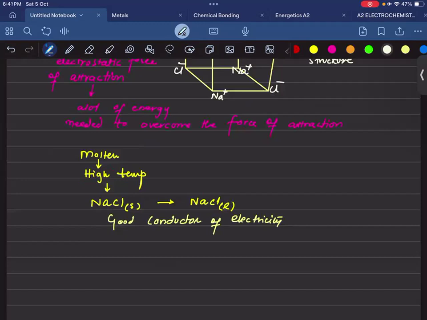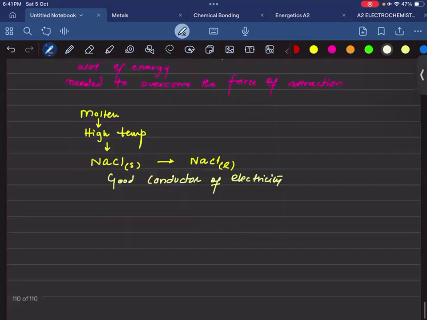What is electricity? It's the movement of charge, the movement of ions. When the ions are free to move, you can say that this is a good conductor. When the ions are not free to move, you cannot say that this is a good conductor.